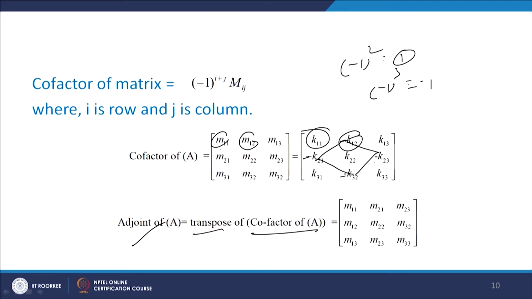To transpose means you take M11 here, M21, then here M31, then here M12, then here M22, then here M32, and now here M13, M23 and M33. That is, here M11, M12, M13, M21, M22, M23, M31, M32, M33, and now these elements you have to transpose. That means M11, M21, M31, M12, M22, M32, and lastly M13, M23 and M33. So, in this way we have got the adjoint of A.